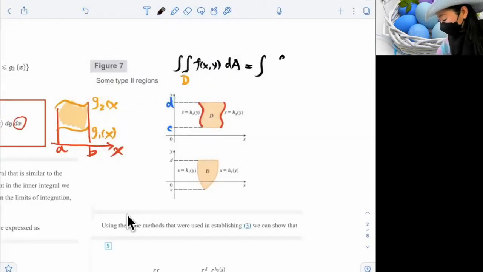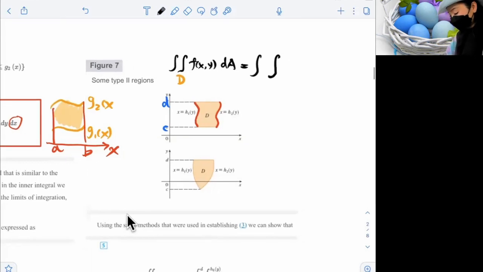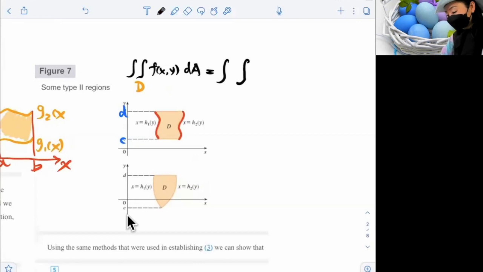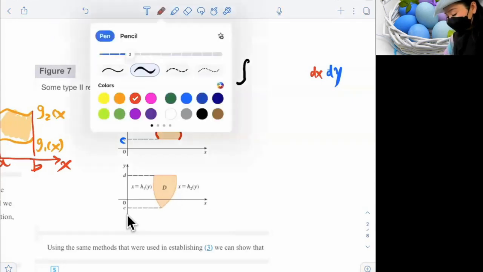Let's try to write this together. Integrate with respect to what first, and with respect to what later? Can you guys think about it? x first and then y later, right? So you have y later, and then x first. Y here goes from what to what? C to D. So y goes from c to d, this constant to this constant.